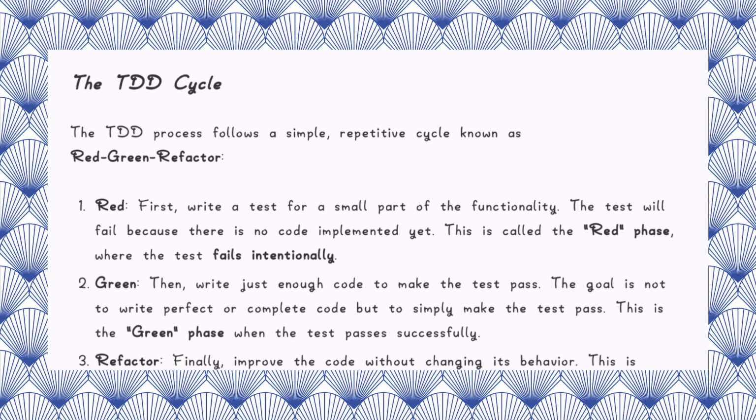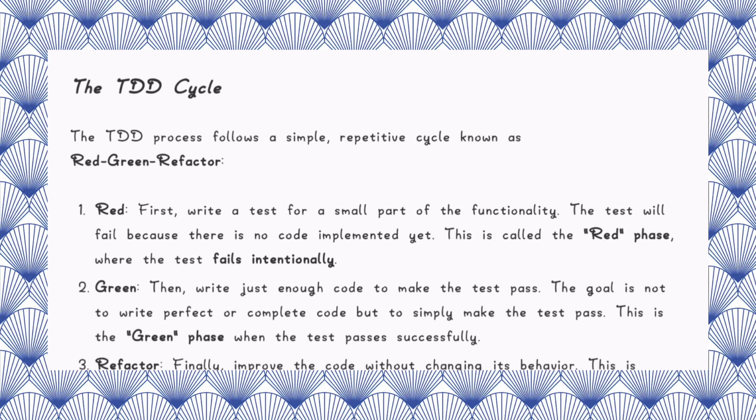The TDD cycle. The TDD process follows a simple, repetitive cycle known as Red-Green-Refactor. 1. Red. First, write a test for a small part of the functionality. The test will fail because there is no code implemented yet. This is called the red phase, where the test fails intentionally.